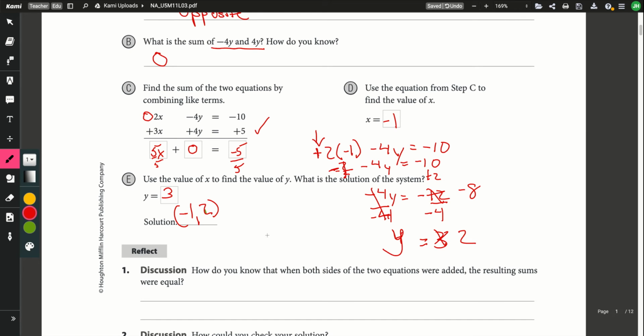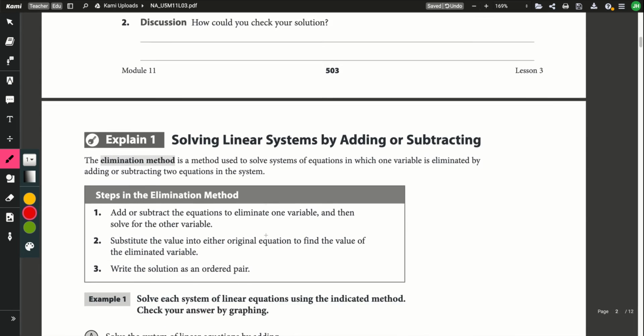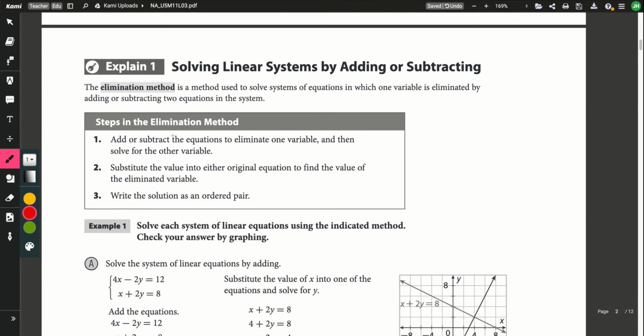You are going to either add or subtract. Okay, now look at the steps in the elimination method. You should take a screenshot or write this in your notes. This is a method used to solve systems where one variable is eliminated by adding or subtracting the two equations. Add or subtract the equations to eliminate one variable, then solve for the other. Substitute that value into either original equation to find the value of the other one and write the solution.